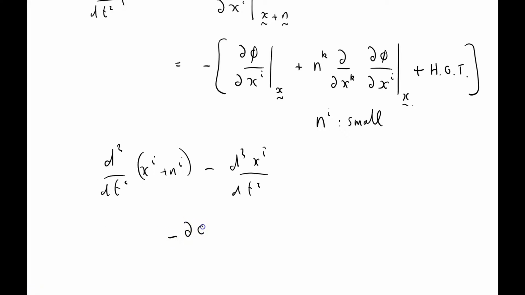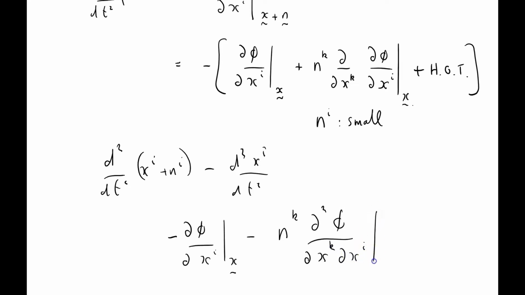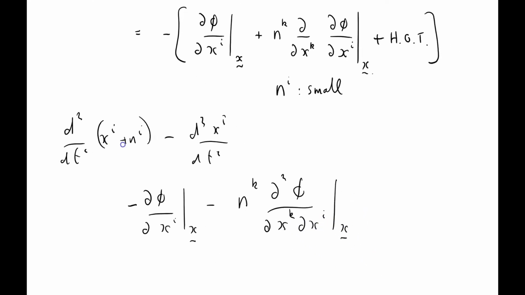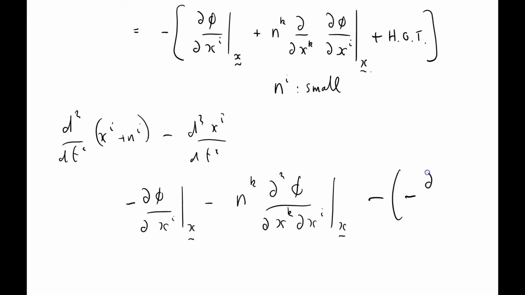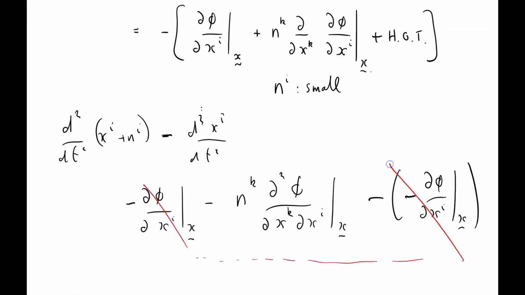It's just minus ∂φ/∂xi evaluated at x, this term here, minus nk ∂²φ/∂xk∂xi evaluated at point x, which is this term here, minus ∂φ/∂xi evaluated at x, which is this term here. We're subtracting a negative. So, things start to cancel, which is quite nice. That cancels out with that. I live for that moment when things cancel out. I love it. I love it to bits.